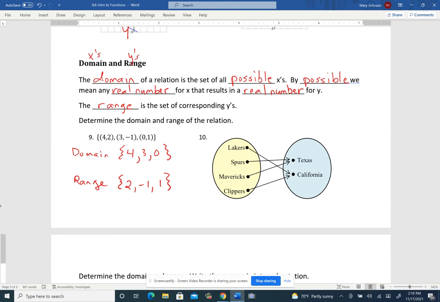Okay. On number 10, the domain would be, I'm not gonna write it, but the domain would be all of these guys. Okay, the inputs, and the range would be Texas and California, because that's the y coordinate. That's where things are, those are the outputs. Okay.